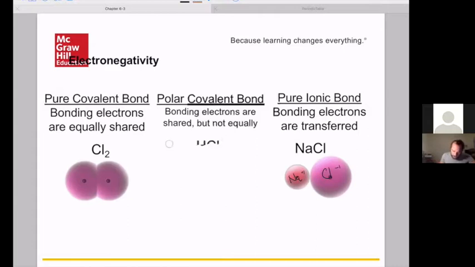So let's look at an extreme example, but nonetheless, HCl, where on the one hand, here's our chlorine atom, and on the other hand, here's our hydrogen atom. The electrons within this covalent bond are not being shared equally. Chlorine is what we're going to learn is called an electronegative atom. It likes to hoard electron density onto itself.